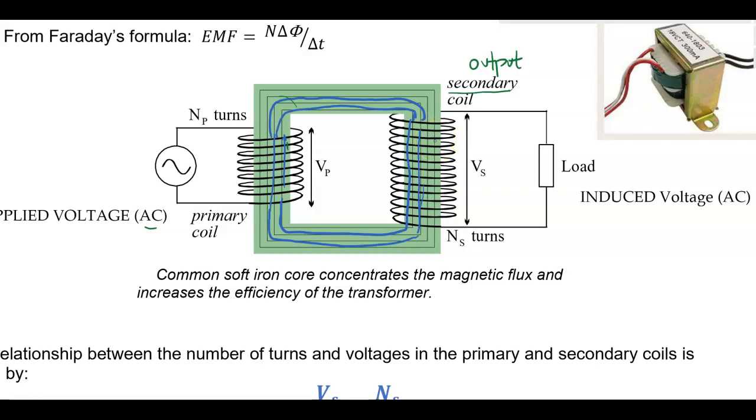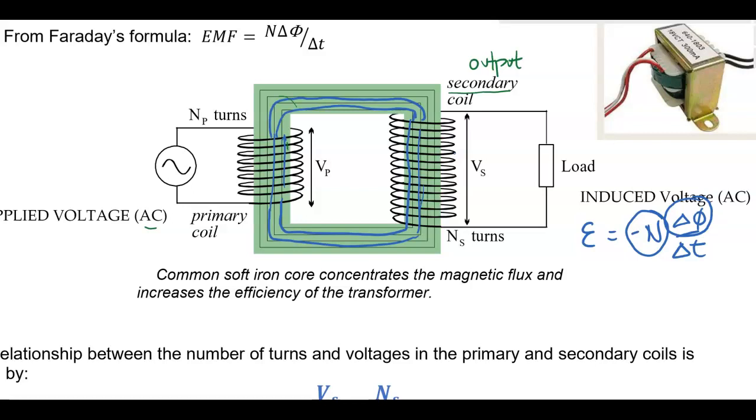If we go back to Faraday's law again, EMF is negative N dΦ/dt. Our soft iron core maximizes the flux. N is just the number of loops in the coil. If I increase N, what's going to happen to my output current? Sorry, my output voltage, my bad. It's also going to increase. Okay? That's also going to increase.